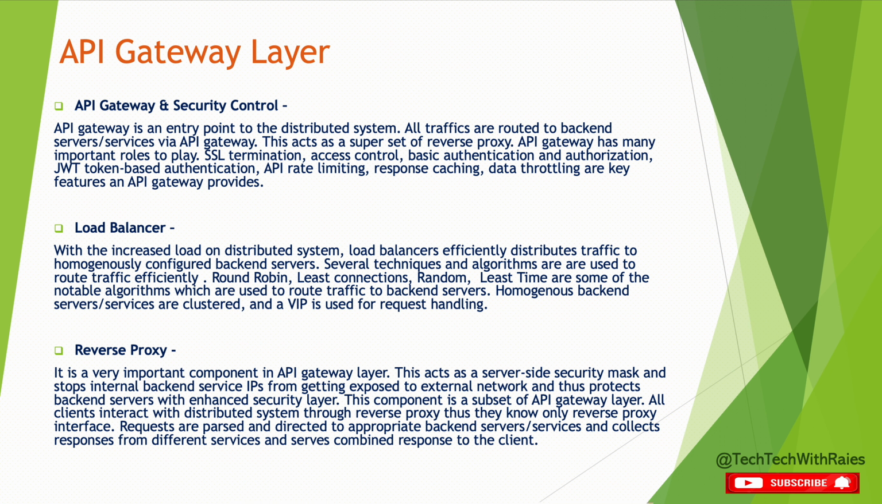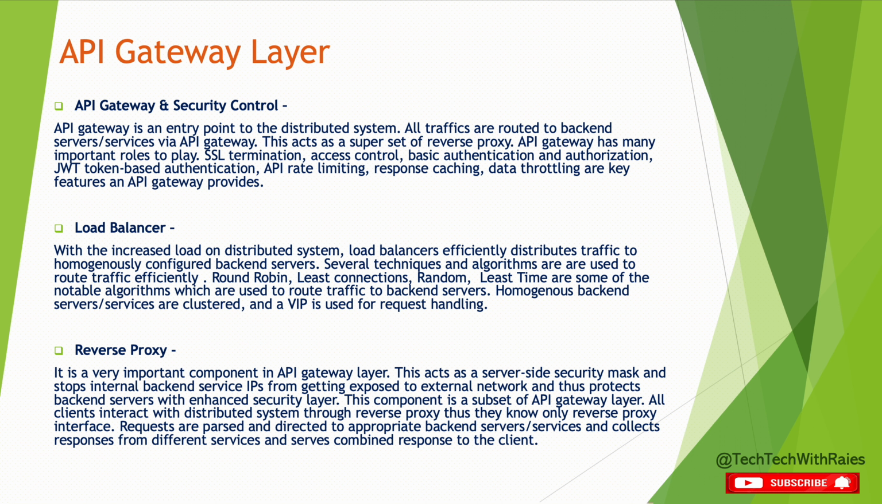Number one, API gateway and security control. An API gateway layer can act as an API gateway. API gateway is an entry point to the distributed system. All traffic is routed to the backend servers and services via the API gateway. This acts as a superset of reverse proxy. API gateway has many important roles to play: SSL termination, access control, basic authentication and authorization, JWT token based authentication, API rate limiting, response caching, and data throttling are key features an API gateway provides.